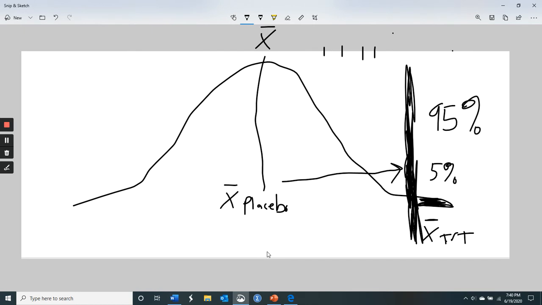And we're doing one tail again, because with one tail we're making a prediction that alcohol increases attraction. Two tail would just say, I don't know, alcohol could increase it or decrease it, it's going either way. But we're making a one tail prediction here.